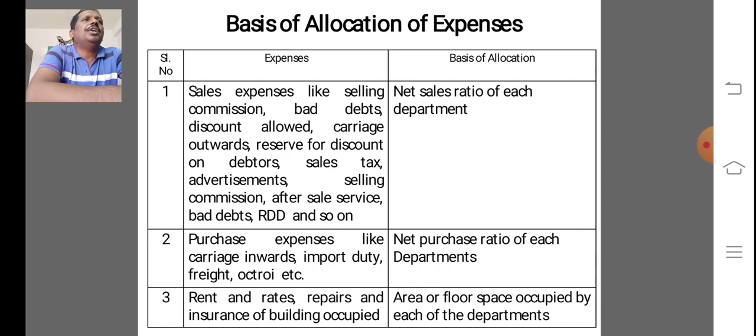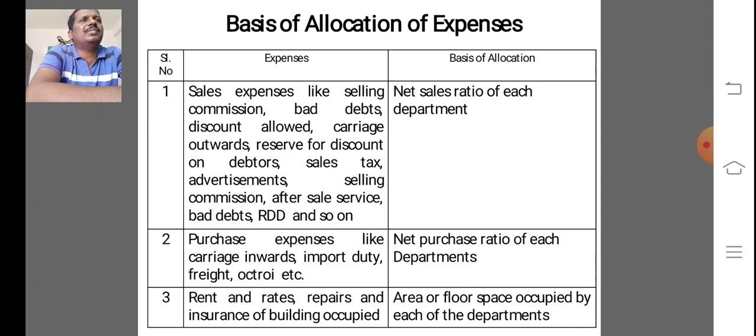Discount allowed, ratio of net sales. Selling commission, ratio of net sales. Sales tax, also net sales. Carriage outwards, traveling expense, traveling salesman salary and commission, after sales services, advertisement and bad debts, RBD, etc. are on the basis of net sales.